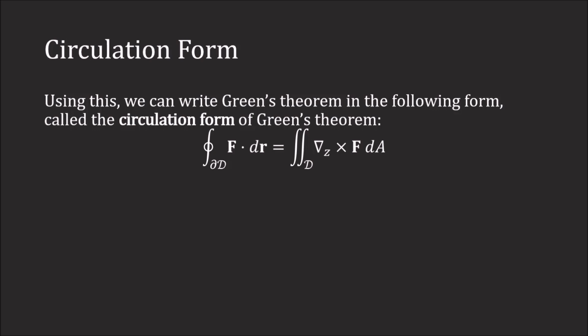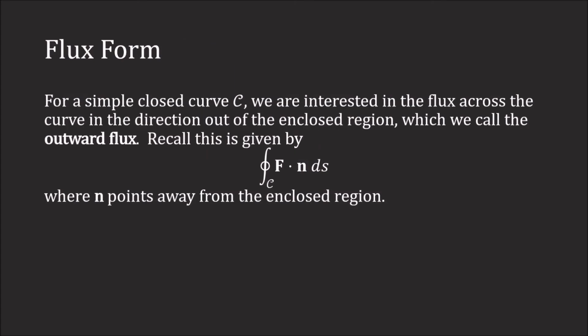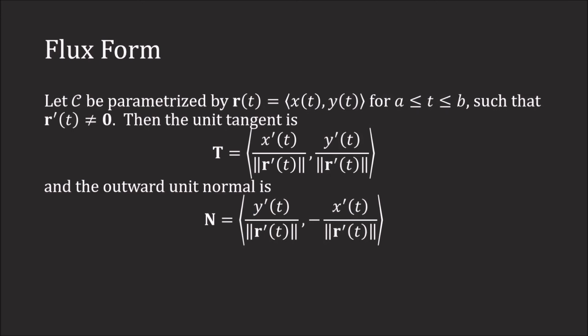The second form we look at is known as the flux form. For a simple closed curve C, we are interested in the flux across the curve in the direction out of the enclosed region, which we call the outward flux. Now recall that this is given by the circulation of f dot n ds, where n points away from the enclosed region. Now let C be the curve parameterized by r of t equals x of t, y of t, for a less than or equal to t less than or equal to b, such that r prime is not the 0 vector. The unit tangent would be this here, and so the outward normal would be given by this.